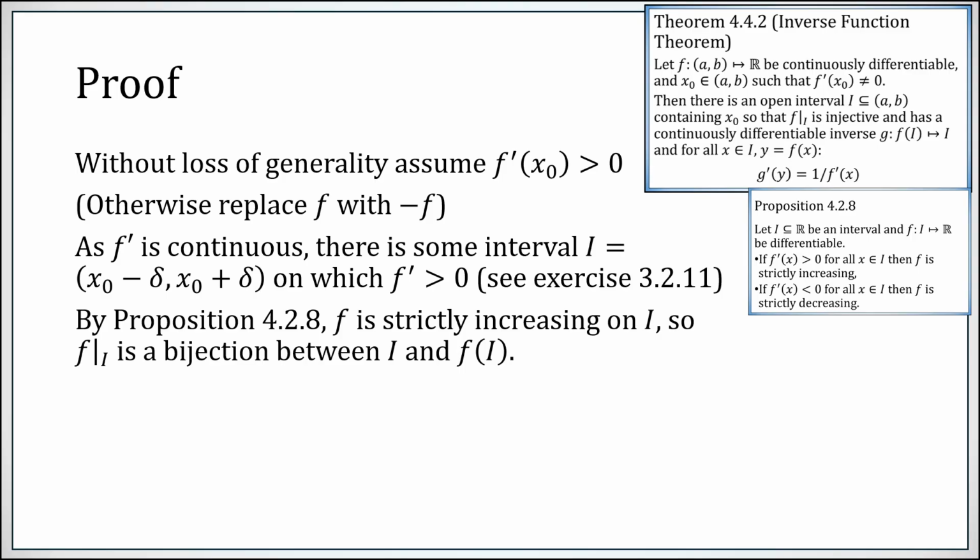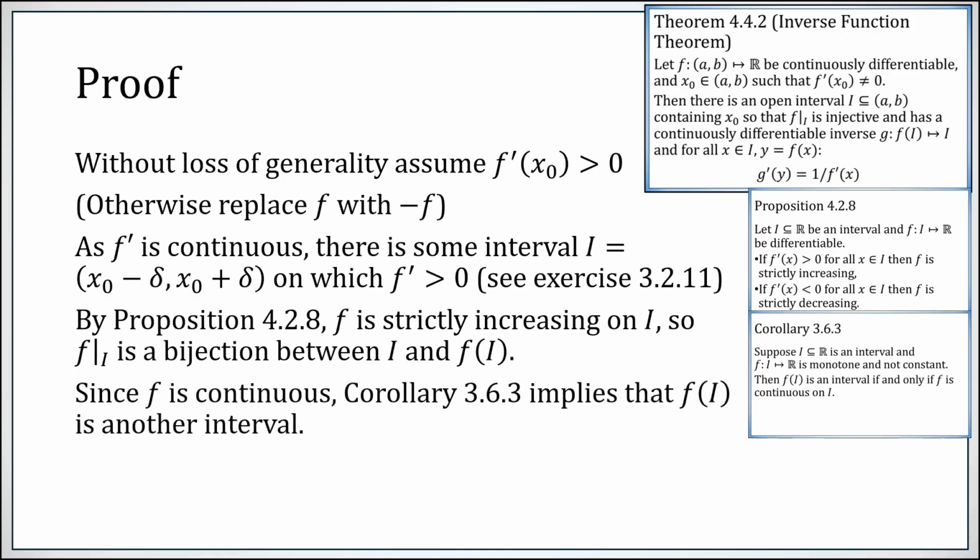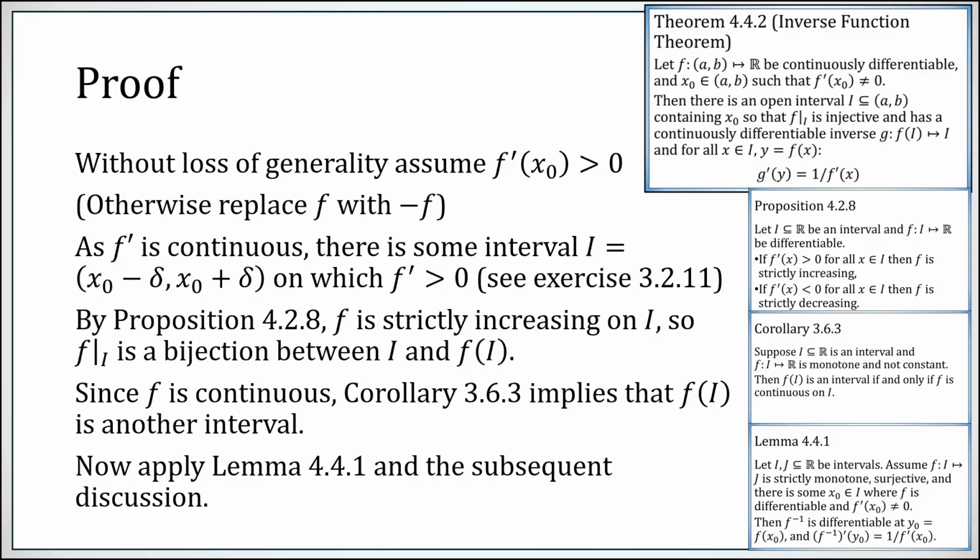Great. Since the derivative is strictly positive on this interval, the original function f is strictly increasing. We therefore have a bijection between I and f of I because it is a strictly increasing function. But we assumed f was continuous. So by corollary 3.6.3, f of I must be another interval. Now lemma 4.4.1 kicks in because we now have an interval being mapped to an interval by a strictly monotone function that has a derivative that is continuous, etc., and we're done.